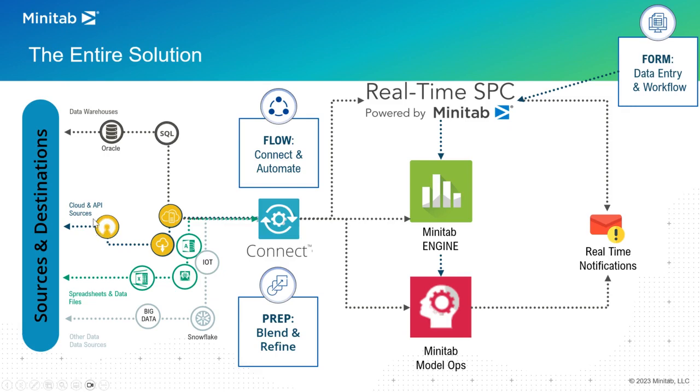And now when the data comes in from your source system directly into Connect, it's still going to go into real-time SPC to do your statistical process control, but that data can now also be pushed directly into Minitab Model Ops, which will then send the response of, in this example that we use today, machine failure, directly back to Connect and send out real-time notifications to the engineers, as you are seeing here in this example.